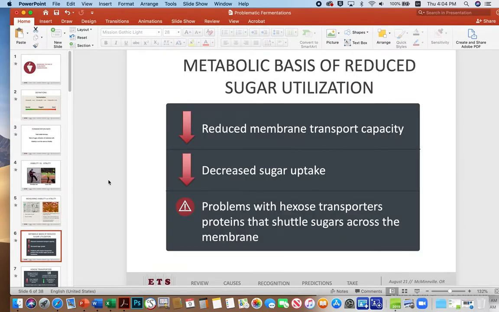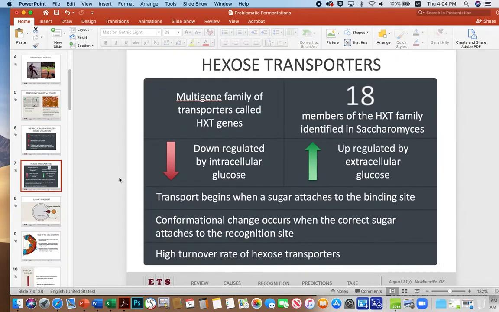The metabolic basis of reduced sugar utilization is primarily membrane transport capacity and specifically decreased sugar uptake. And typically those are HEXOSE transporters, these transporters in the membrane that can take in 6-carbon sugars. And so these are, again, proteins that shuttle sugars across the membrane. So I have a cartoon of that coming up. But the HEXOSE transporters, they're a pretty big multi-gene family of transporters that yeast cells have. There's 18 members in the HXT family, and again, HXT for HEXOSE transport family within Saccharomyces.